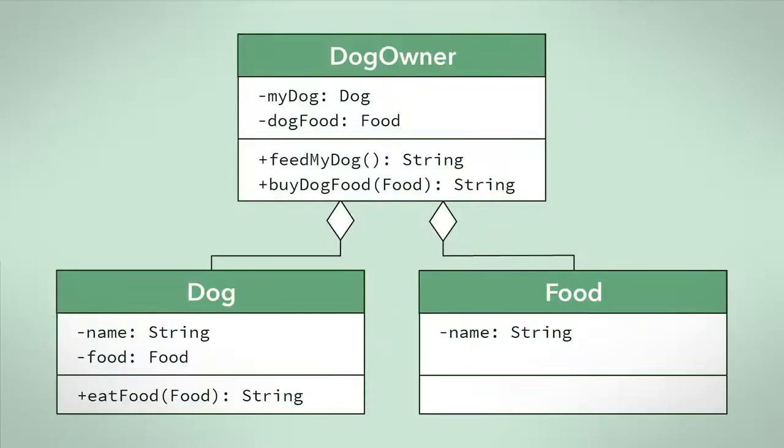The dog knows how to eat food, but it doesn't know anything about the food it's eating until its owner feeds it. We need to separate two concerns, the action of eating and the action of providing food. This can be done by introducing a dog owner class. In our new design, the dog class only knows how to eat food. The dog owner class is the one that knows how to get the dog food and how to give it to the dog. We have removed the concern of how to get food away from the dog and let the dog owner handle that issue.